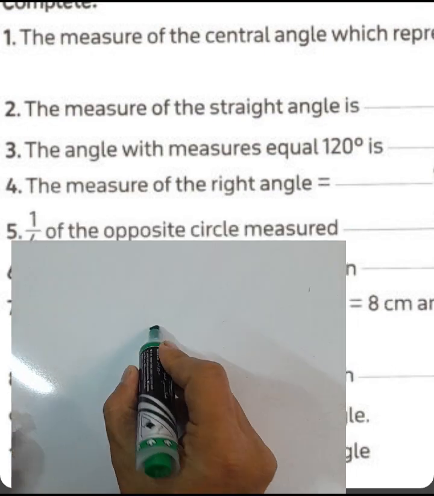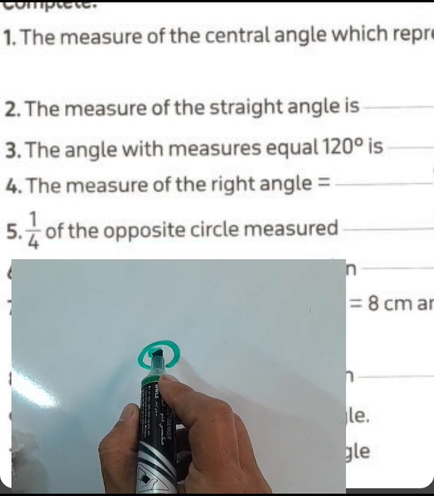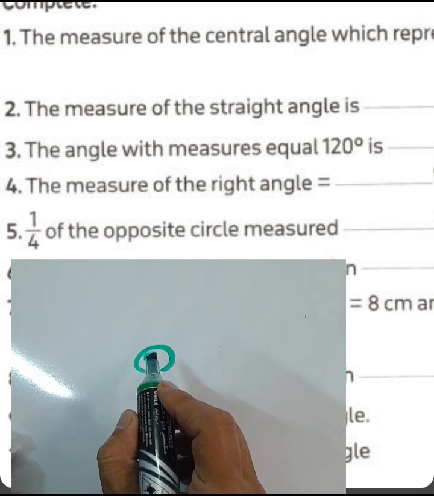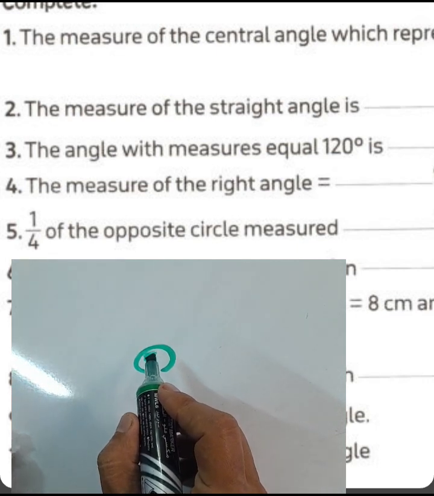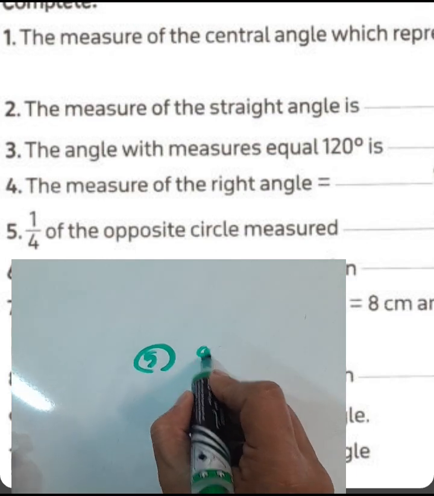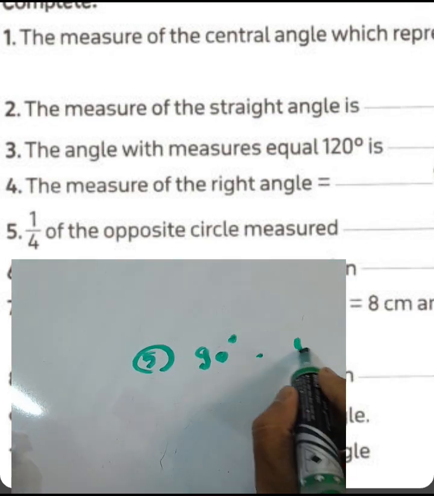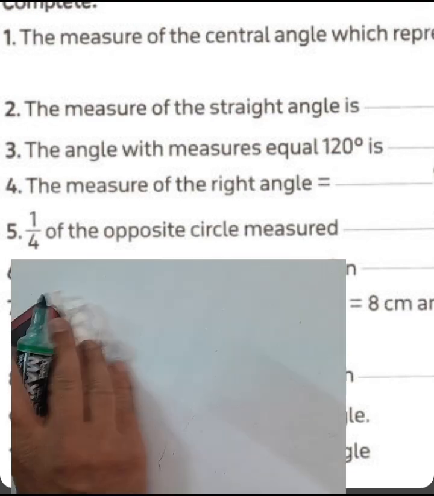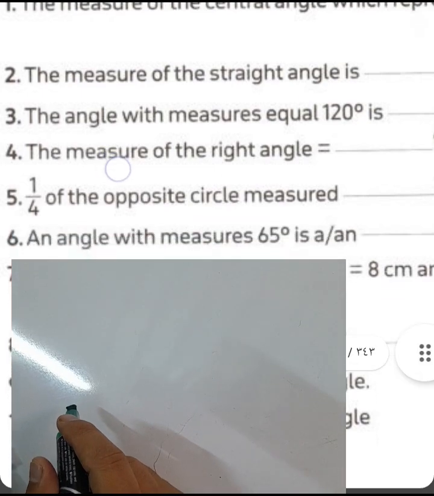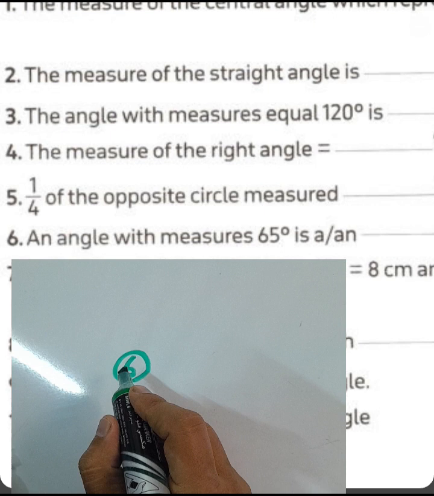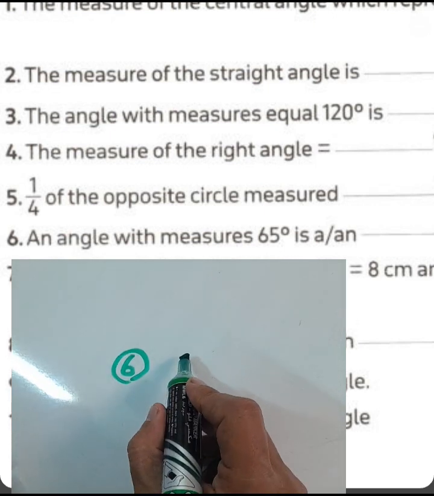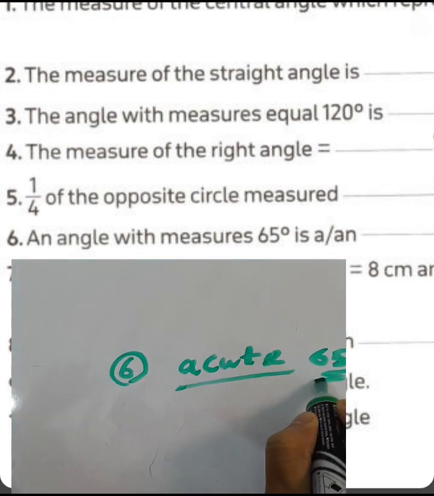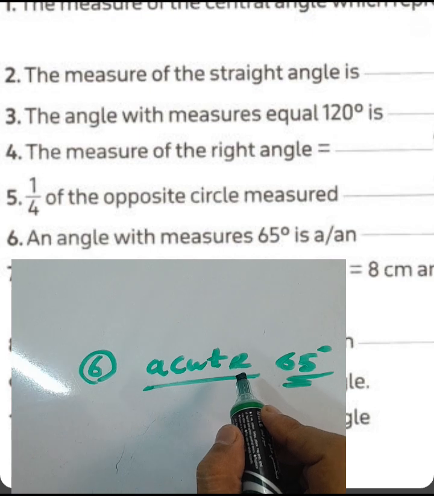Question number 5. A fourth of the circle measured. The result will be 90 degrees, because a fourth multiplied by 360 will be 90 degrees. Question number 6. An angle with measure 65, we call it acute. A 65 degree acute angle, because the measure of it is less than 90 degrees and greater than 0, we call it acute.